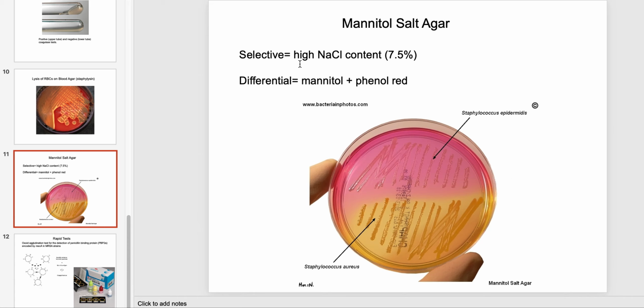So the medium is selective in that it has a high sodium chloride content. 7.5% is really high. I mean, you consider that's, I don't know, twice as salty as seawater, at least. It has differential ingredients: mannitol as a fermentable sugar, and phenol red as a pH indicator. And so Staph aureus and other staph will grow on the medium, but only Staph aureus will vigorously ferment the mannitol to produce a yellow zone as a result of the acid production.